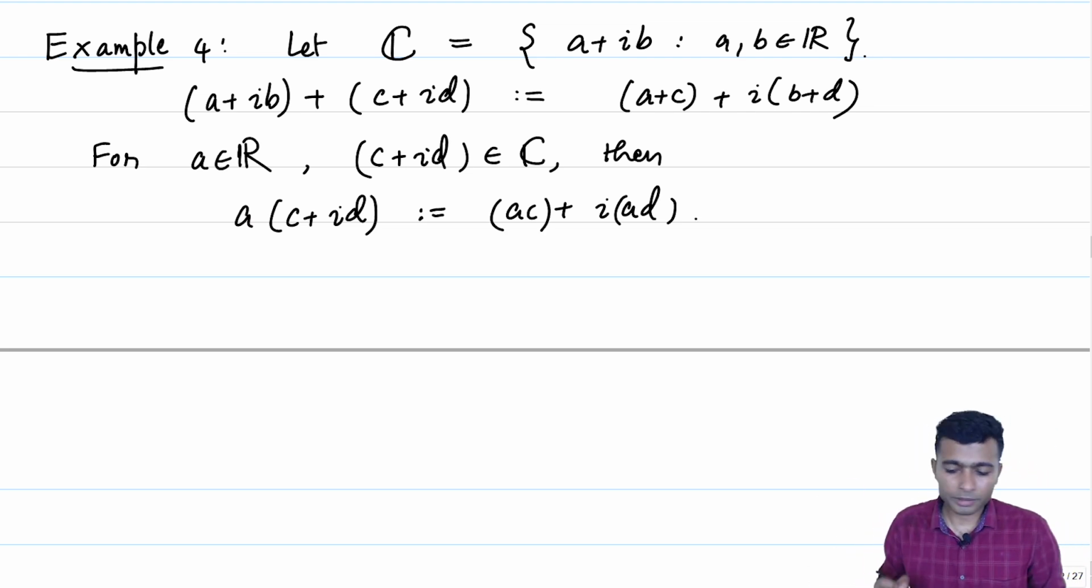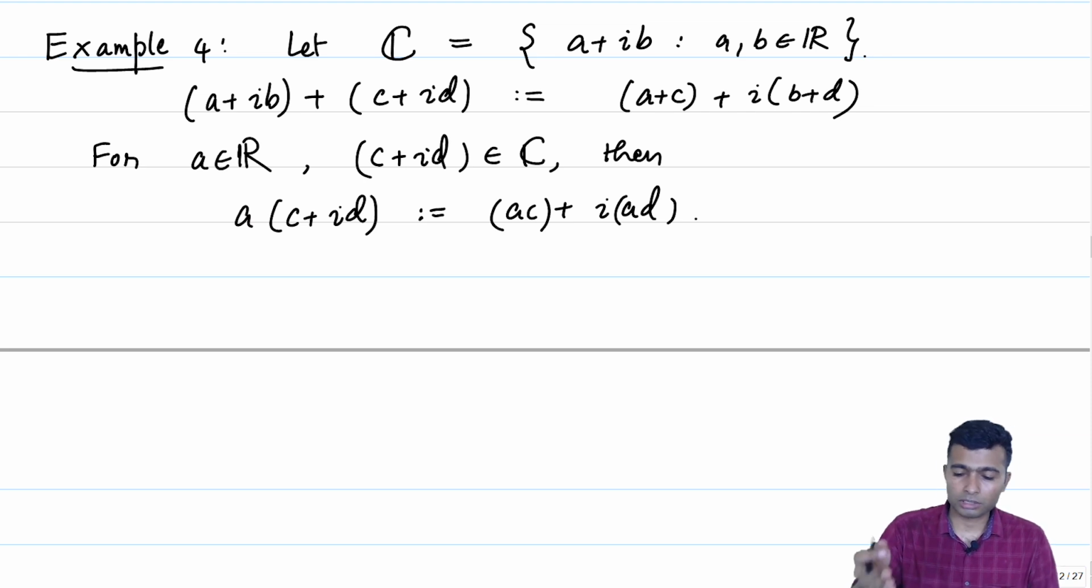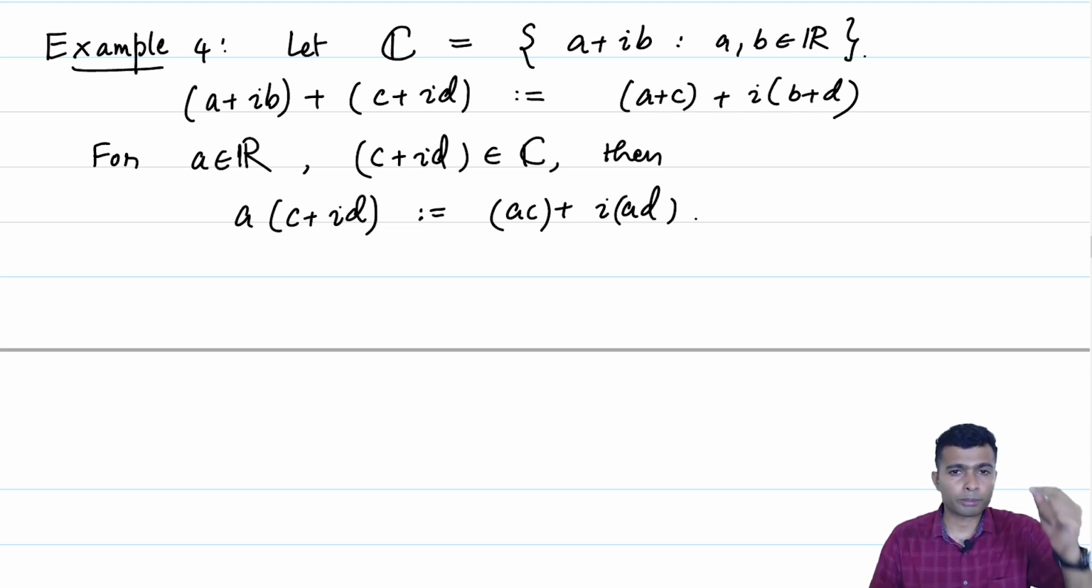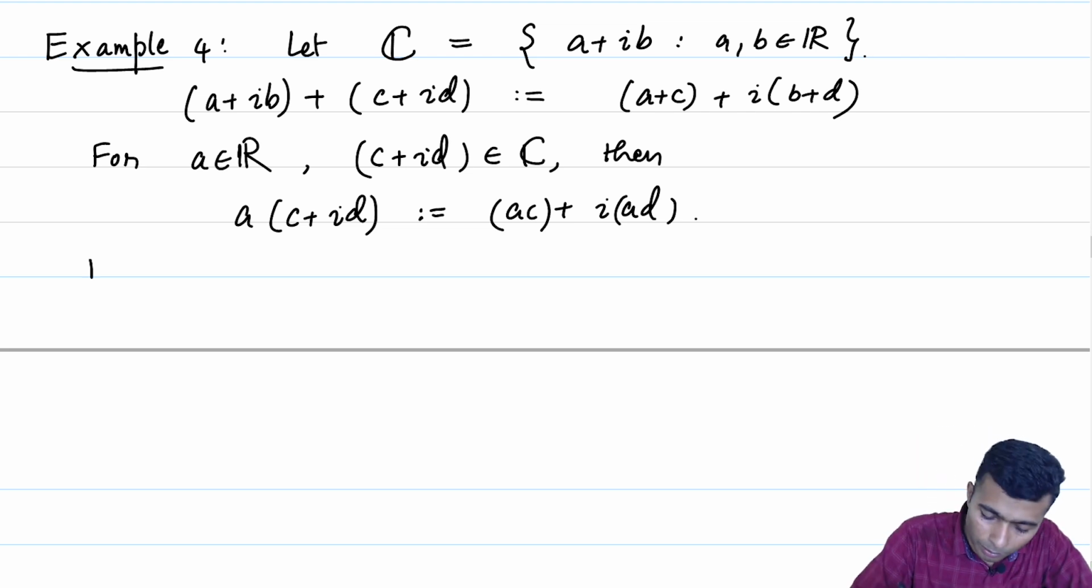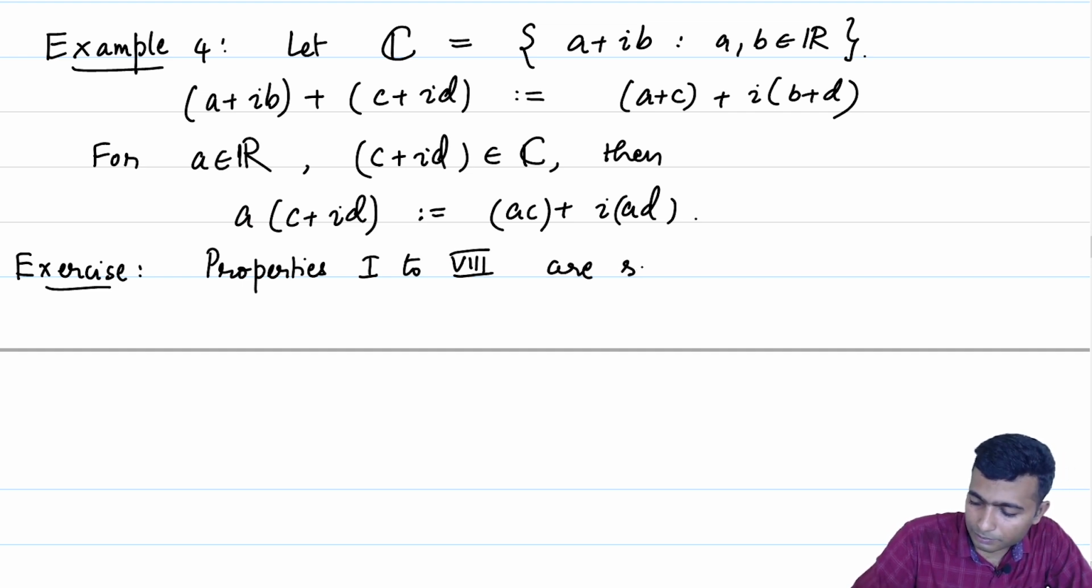So scalar multiplication is also the most straightforward definition that we can think of. Again, notice that C is closed under this operation of scalar multiplication. And again, I leave it as an exercise for you to check that all the properties 1 to 8 are satisfied by the vector addition and scalar multiplication.